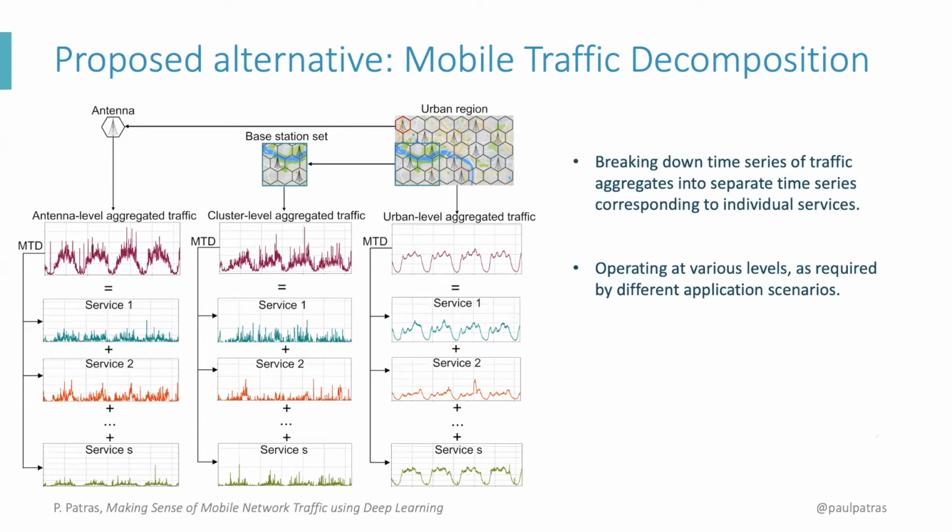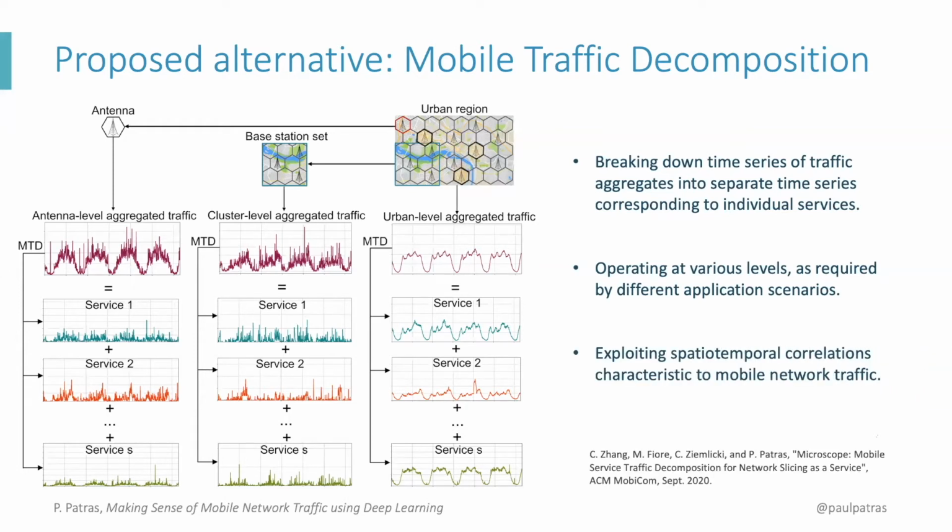But then there might be applications where you, for instance, run a cloud RAN deployment, and then you want to do decomposition at the level of a range of base stations. So this is what you see in the middle. Or you want to do this at the level of an entire urban region just for, let's say, planning and global optimization purposes. And then there are some interesting things going on in the networks which make them special. And that's the fact that you have all sorts of spatial-temporal correlations that are specific to mobile traffic. And this is something that we will try to exploit in solving this problem.